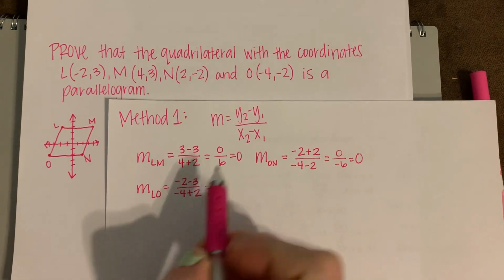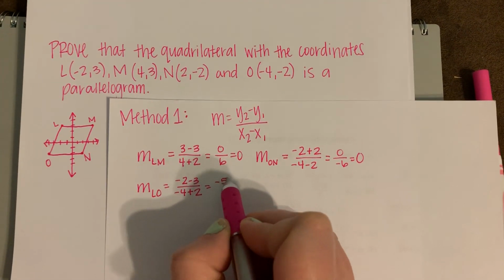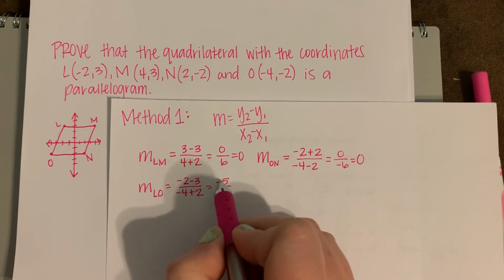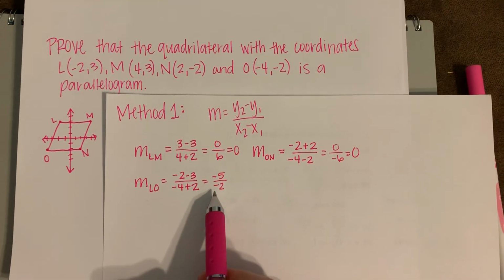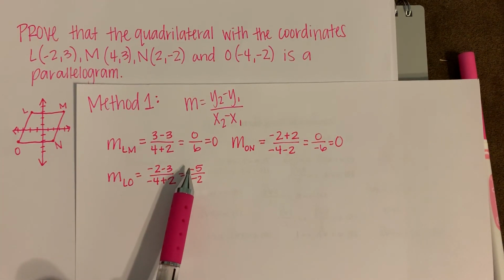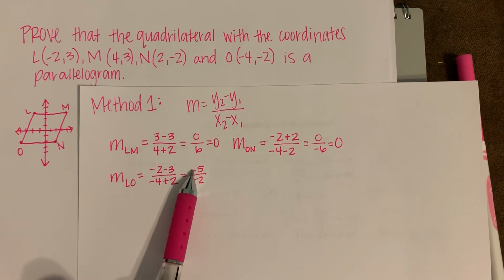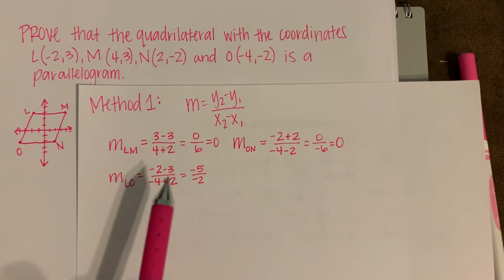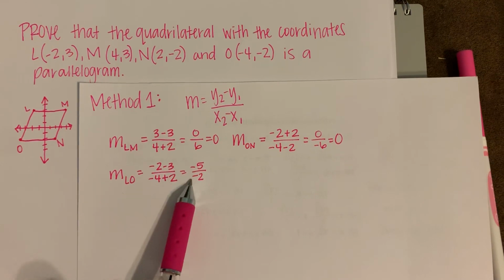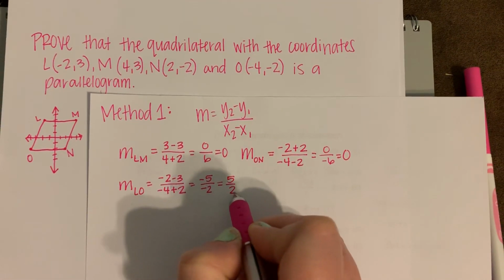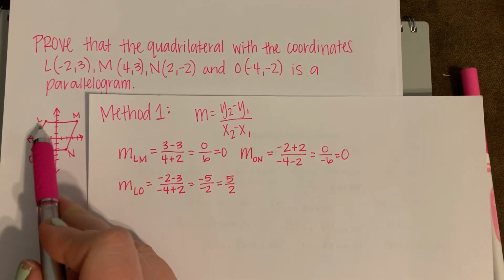Negative 2 minus 3 is negative 5. Negative 4 plus 2, negative 2. These 2 positives cancel out. As I said in class, it doesn't matter if you have the negative up on the top or the bottom or out front. However, if you have 2 negatives, those cancel out. So this is going to be a positive 5 over 2. That's the slope of LO.